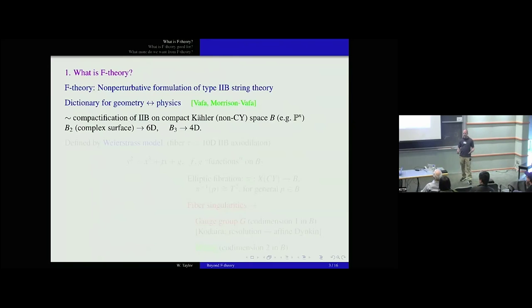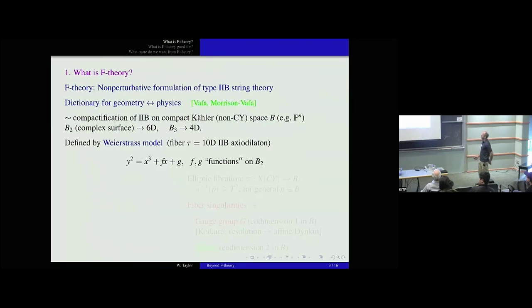So in type 2B string theory, we of course have the axiodilaton, and there's a nice SL2Z invariance of the axiodilaton. And if we think of the axiodilaton as being dependent on the coordinates of the compact space on which we're compactifying 2B, we have a parameter tau that can be thought of as parameterizing a torus or elliptic curve, or a torus with a chosen point. And that can be encoded in a Weierstrass model, which is a simple way of characterizing an elliptic curve, where f and g here are the coefficients in the Weierstrass model, which become functions, or technically sections of certain line bundles over the base. It could be B2 or B3. I have B2 here for a 6D model.